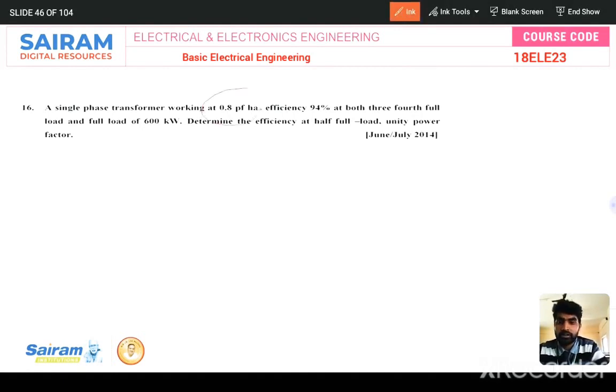A single phase transformer working at a 0.8 power factor. So power factor is given 0.8 and efficiency 94%, both 3/4 of full load and full load 600 kilowatts. That is 600 kilowatts power they have given. That should be, I think, kVA, not kilowatts, right? Because transformer always they will give in terms of kVA, not kilowatts. And determine the efficiency at half load and unity power factor.